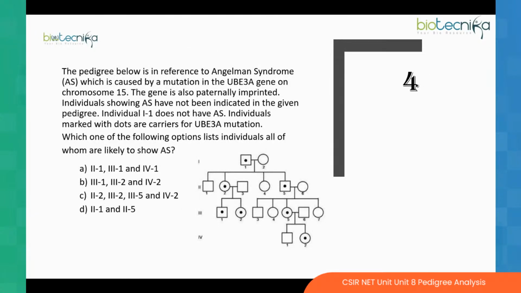The pedigree below is in reference to Angelman syndrome, which is caused by a mutation in the UBE3A gene on chromosome number 15. The gene is also paternally imprinted. Individuals showing AS have not been indicated in the given pedigree. Individual 1-1 does not have AS. Individuals marked with dots are carriers for the UBE3A mutation. Which one of the following options lists individuals, all of whom are likely to show AS?